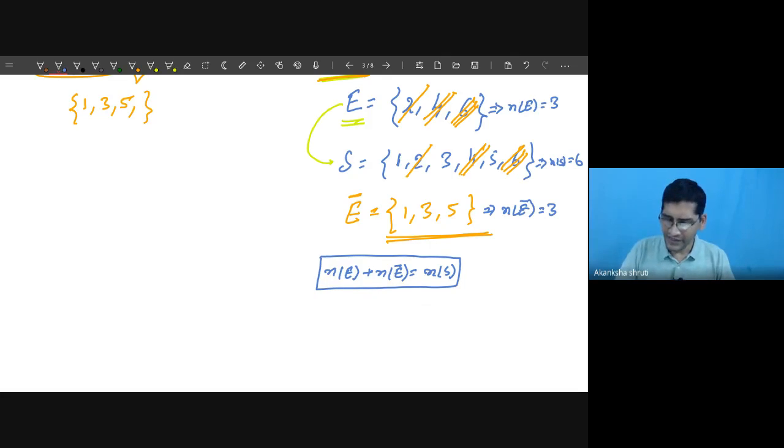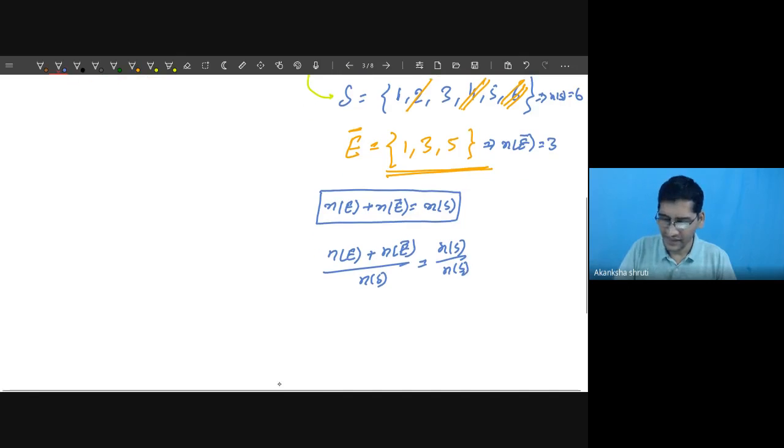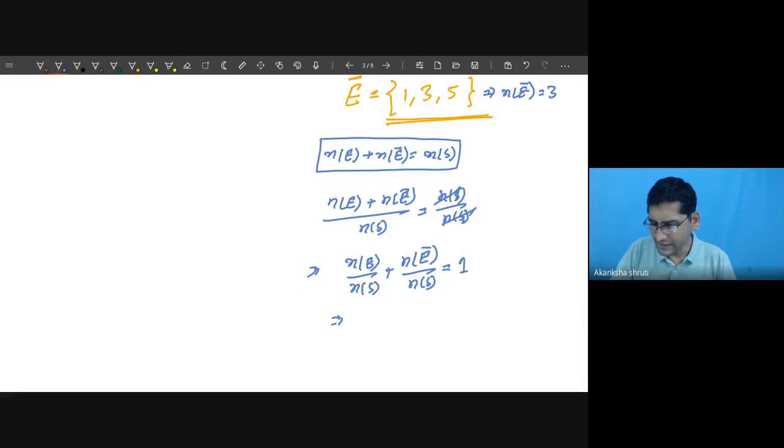Now applying the condition, what is that? Dividing each and every term by NS, means NE plus NE bar by NS is equal to NS by NS. It simply means on the left-hand side, the numerator has two terms, so divide the denominator into each of them: NE by NS plus NE bar by NS is equal to, on the right-hand side, these two get cancelled, so what is left is 1. NE by NS is what? It is the probability of that event happening, denoted by PE. NE bar, what is this representing? The complementary part of that. Therefore, in the same fashion, PE bar, and PE plus PE bar is equal to 1.